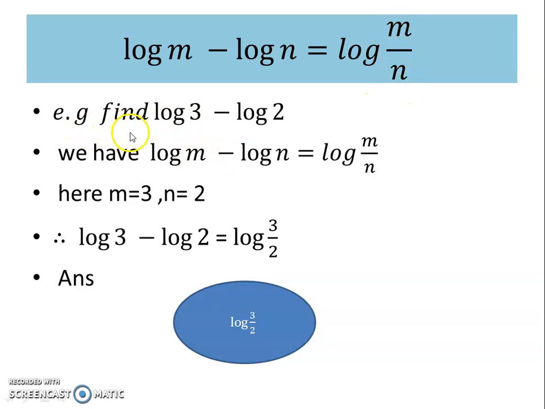For example, find log 3 minus log 2. I have the law of logarithm, log m minus log n. Because the negative sign is there, we have to use log m upon n. I put m is equal to 3, n is equal to 2. We derive log 3 minus log 2 is equal to log 3 upon 2. So the final answer is log 3 upon 2.